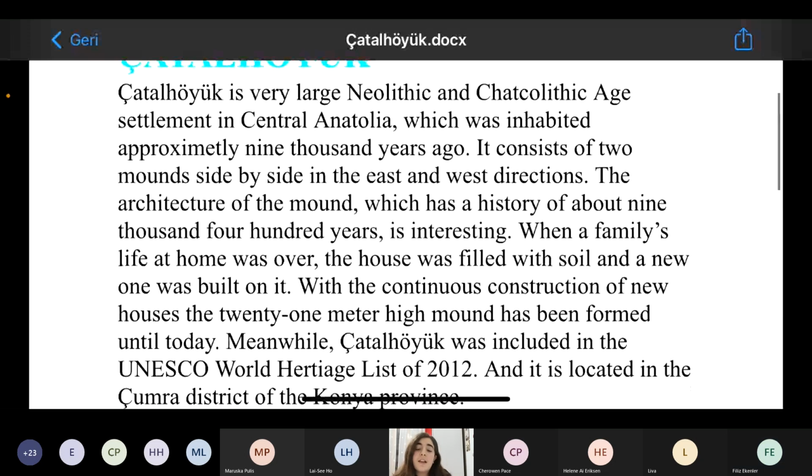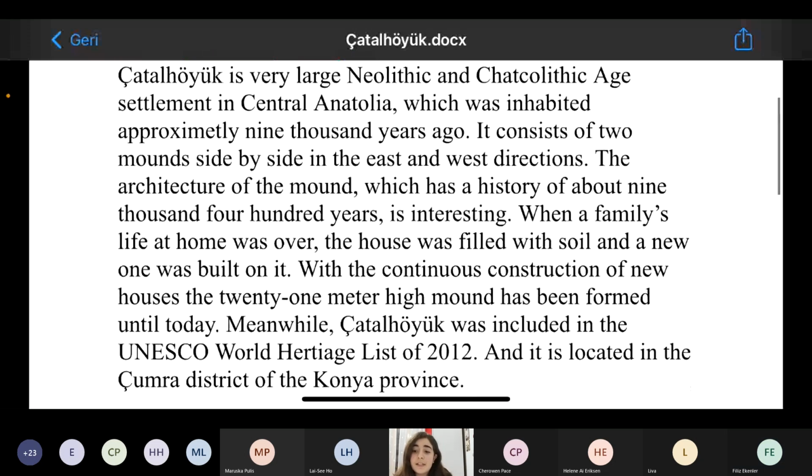Çatalhöyük. Çatalhöyük is a very large Neolithic and Chalcolithic age settlement in central Anatolia, which was inhabited approximately 9,000 years ago. It consists of two mounds side by side in the east and west directions. The architecture of the mound, which has a history of about 9,400 years, is interesting. When a family's life at home was over, the house was filled with soil and a new one was built on it. With the continuous construction of new houses, the 21-meter high mound has been formed until today.